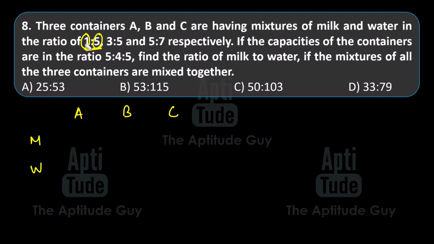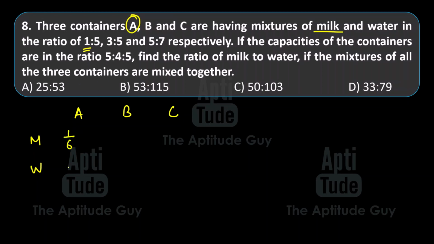Now, if I ask you a very simple question, in container A, what portion or what fraction of container A is milk alone? What would you say? Is it 1 by 5? No. Is it 1 by 6? Yes. Because there are 6 parts totally in container A and milk is just one of those parts. So milk in container A is 1 by 6.